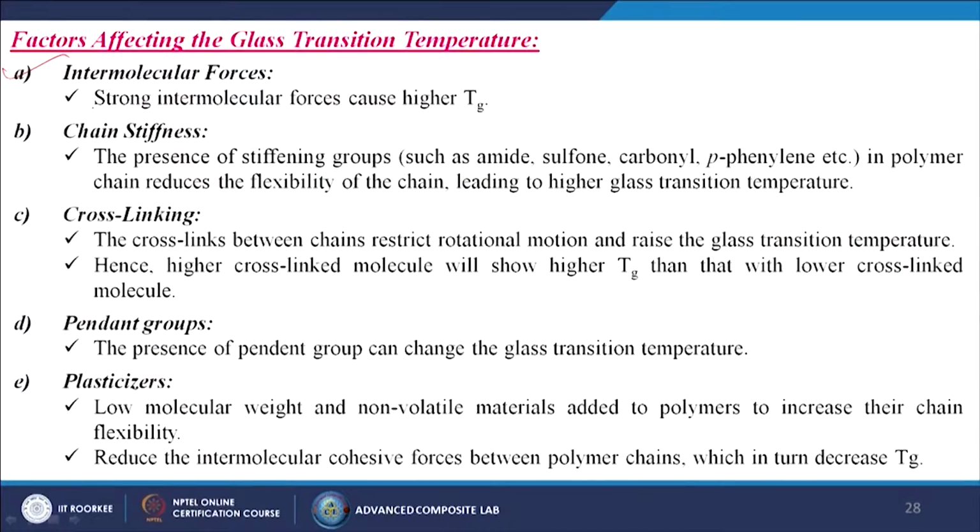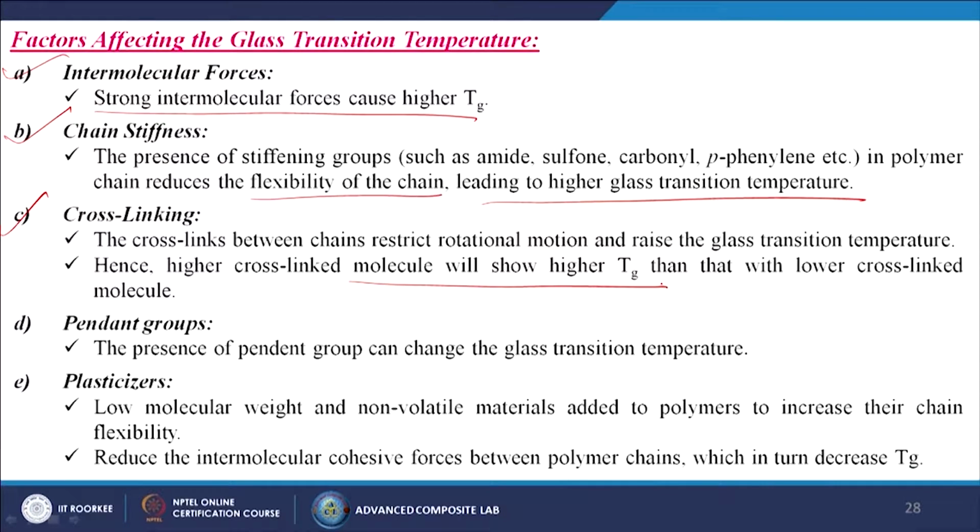So, what are the factors affecting the glass transition temperature? First is intermolecular forces. Strong intermolecular forces cause a higher glass transition temperature. Next is chain stiffness. The presence of stiffening groups such as amide, sulfone, carbonyl, p-phenylene, etc. in polymer chains reduces the flexibility of the chain, leading to a higher glass transition temperature. Next is cross linking. The cross links between the chains restrict the rotational motions and raise the glass transition temperature. Hence, a highly cross linked molecule will show a higher glass transition temperature than one with lower cross linking.